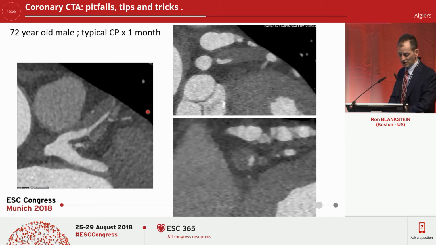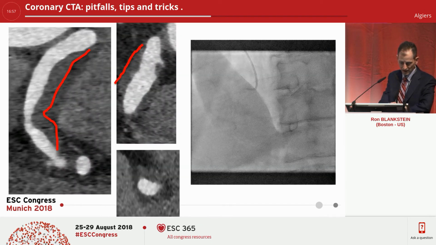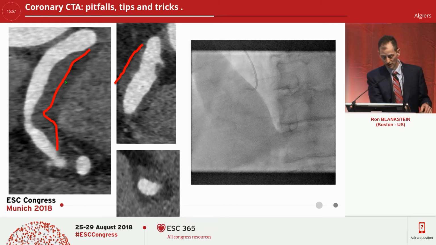This is an image from a 72-year-old male with atypical chest pain for a month. And what we can see here is a stenosis in the LAD that appears severe. And you see all this low attenuation stuff around the LAD. In fact, if you can't see it, I will show it better in the next view, but here's the RCA as well. And what you can see here in the red lines is the differentiation between this material inside the vessel and the epicardial fat. In case that doesn't project well, you can see it better here.